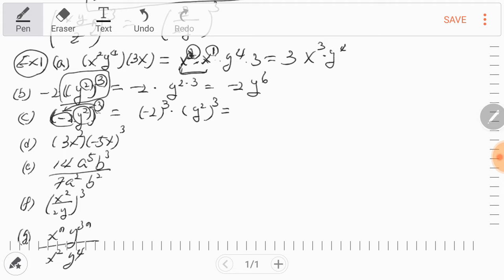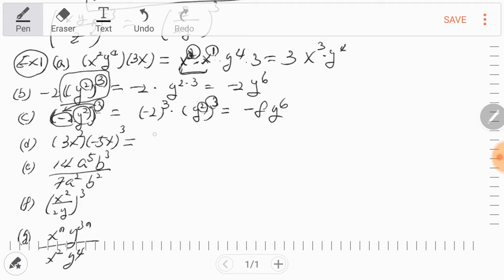Okay, then -2 cubed. -2 is multiplied 3 times, so -8, times y to the power of... power of a power, so multiply 2 and 3, so 6. Multiply. Okay, and then the next one.